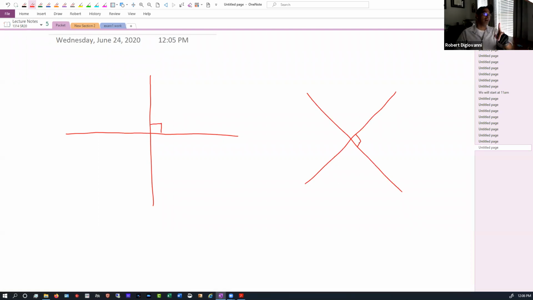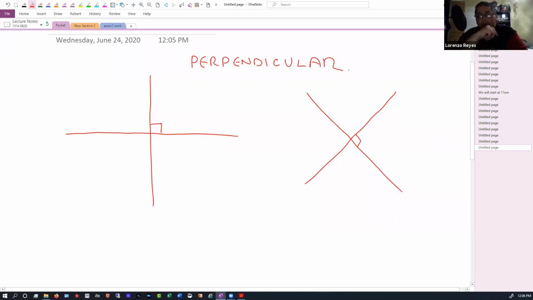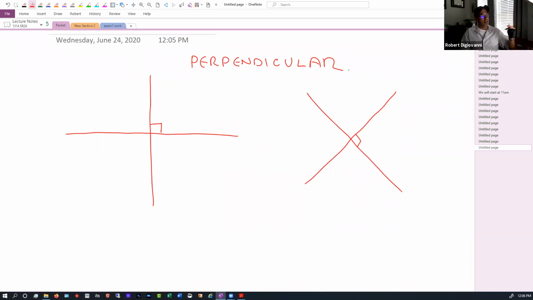So remember, for parallel, they had to have the same slopes. What do you think the relationship between the slopes has to be for perpendicular? It's obviously not the same. There's got to be some relation. Opposite would be a good guess. So if one of them has a slope of 3, maybe the other has -3, and then they'd be perpendicular. They'd be opposites. It's close, but it's not quite.